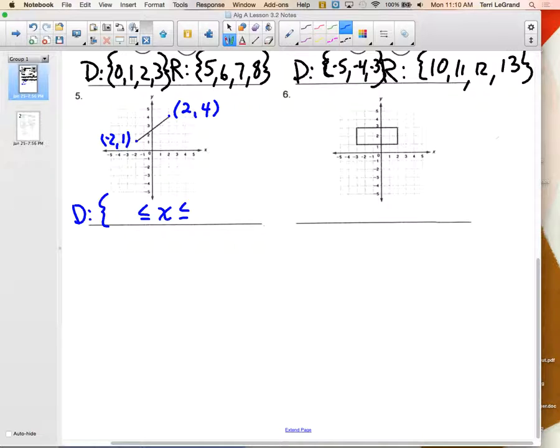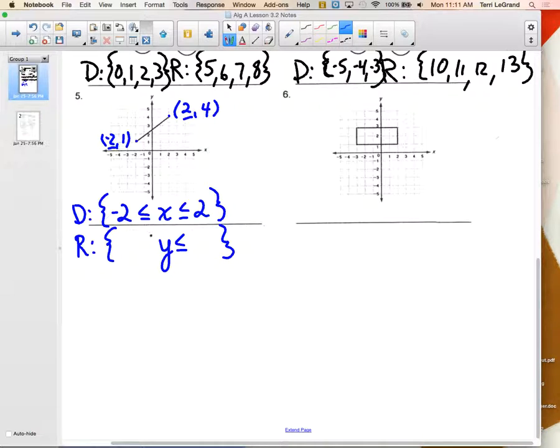Okay, what is the smallest x value that's going to be on that line segment? -2. What's the largest x value that's going to be on that line segment? +2. So the x values, they start out at -2. They don't go any further to the right than +2. There's our domain. Range. That's our y values.